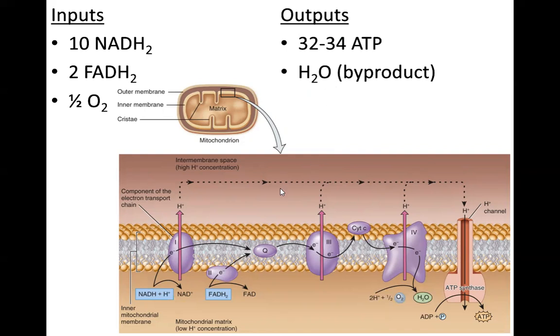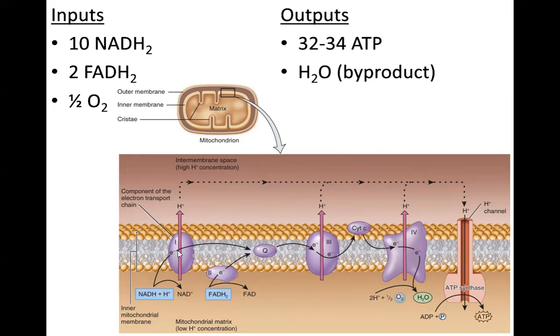Okay. Where do those electrons come from? Well, they're coming from the NADH plus H plus and the FADH2s. Okay, 10 NADH plus H pluses are bringing those electrons and hydrogens here, and 2 FADH2s are bringing them here.